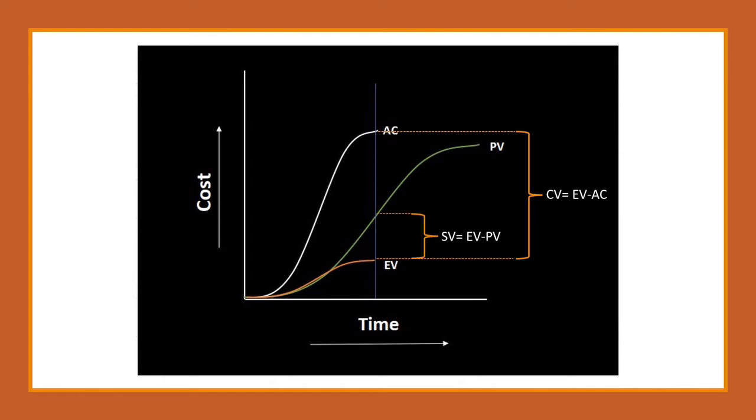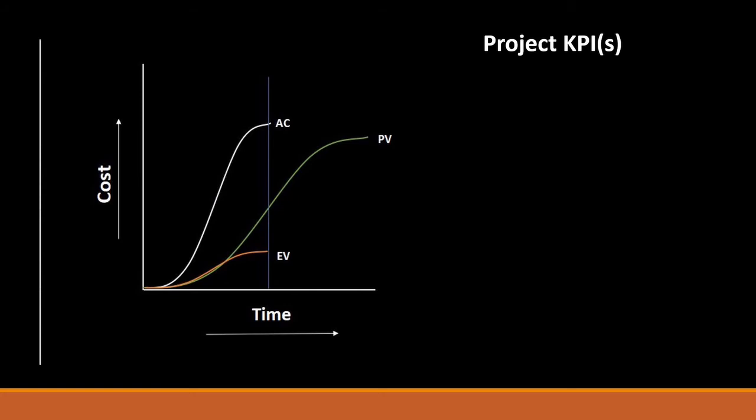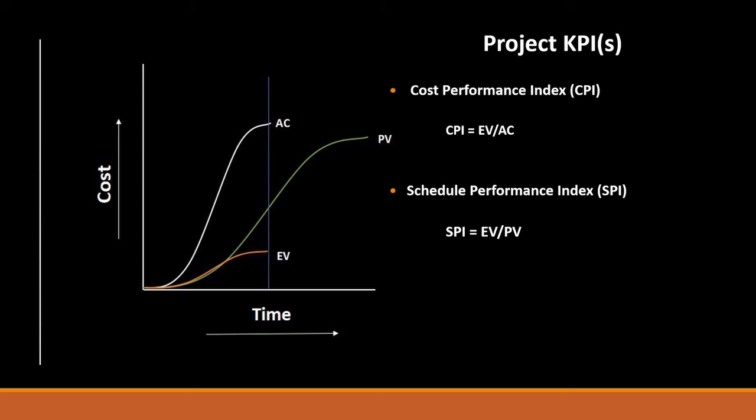Similarly, the difference between planned value and earned value is called SV, or schedule variance. Let's try to understand the significance of these indices. First of all, let's talk about CPI, or cost performance index. It's the ratio of EV over AC, or earned value divided by actual cost. The other index we use is SPI, the schedule performance index. This is the ratio of earned value and the planned value.